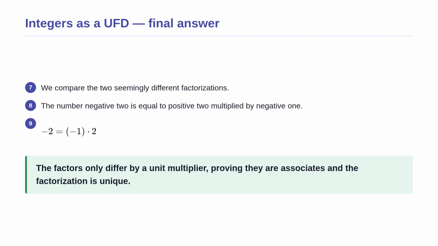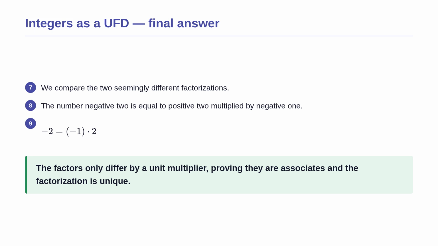Now that we have our two factorizations, let us resolve the apparent difference. We compare the factors and reveal the hidden connection. The number -2 is equal to +2 multiplied by -1. In the integers, -1 is a unit because it has a multiplicative inverse. Because the factors only differ by this unit multiplier, we call them associates. This proves that the building blocks are fundamentally the same.